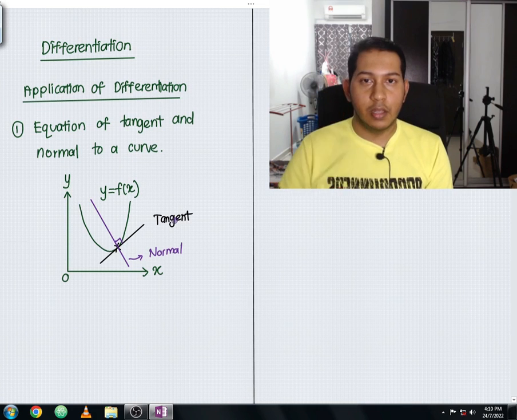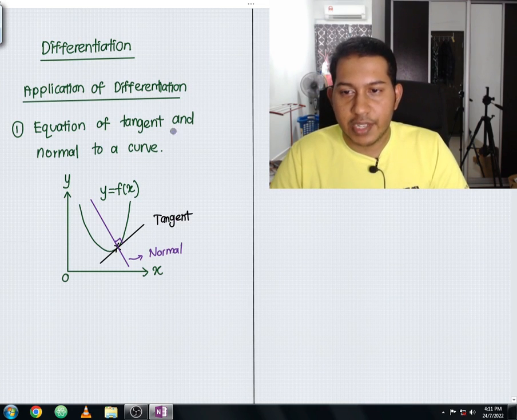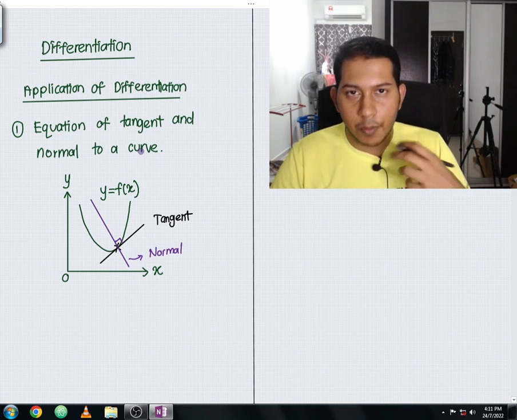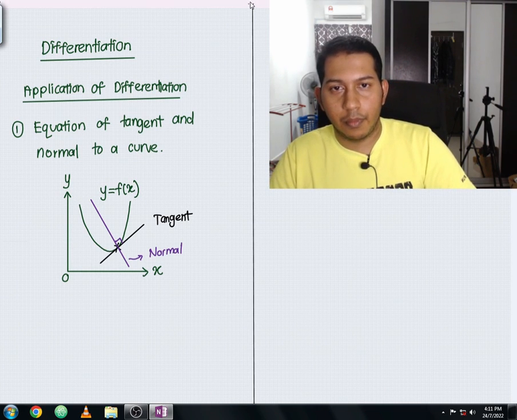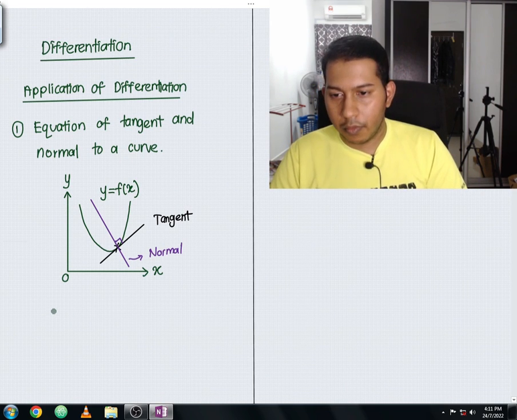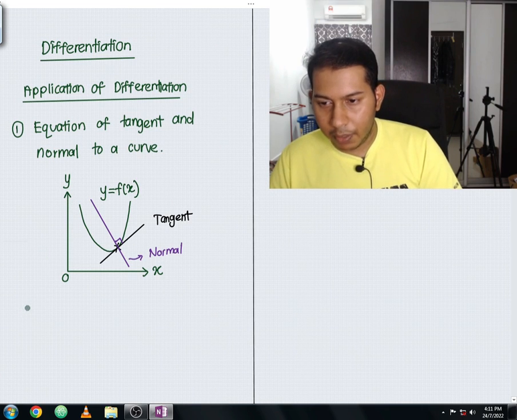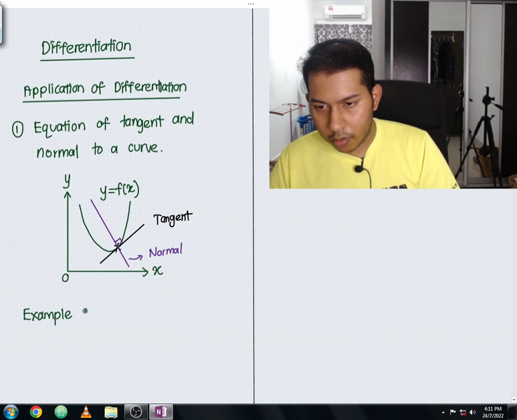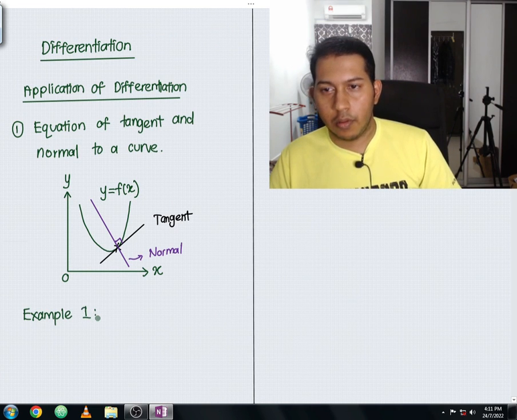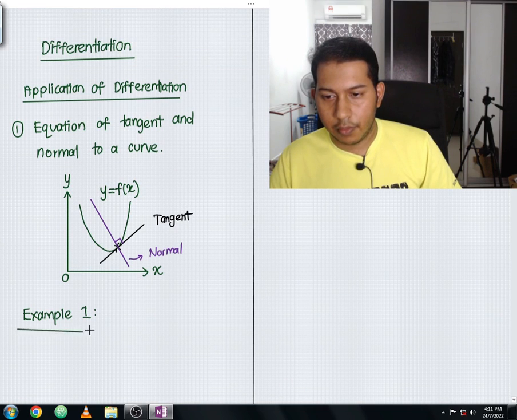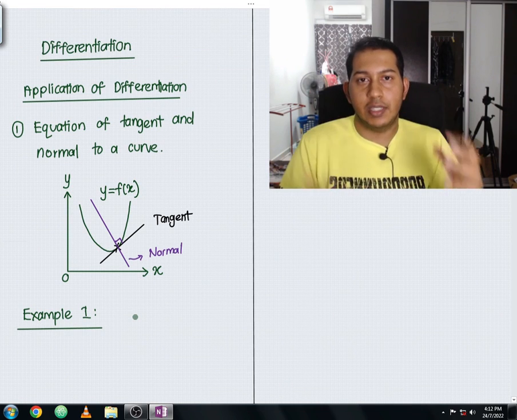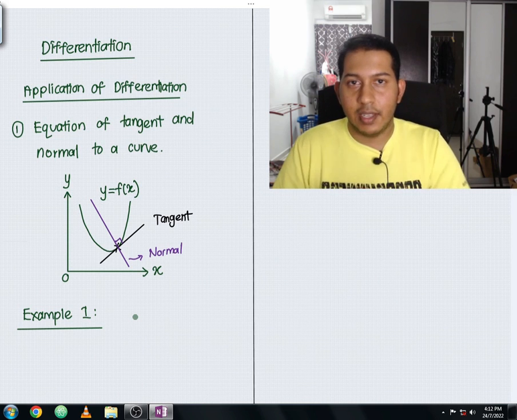So how are you going to relate this equation of tangent and normal to a curve? In order for me to explain this, let me show you a simple example. Example 1. Let me read the question for you, which will appear in the image shortly.